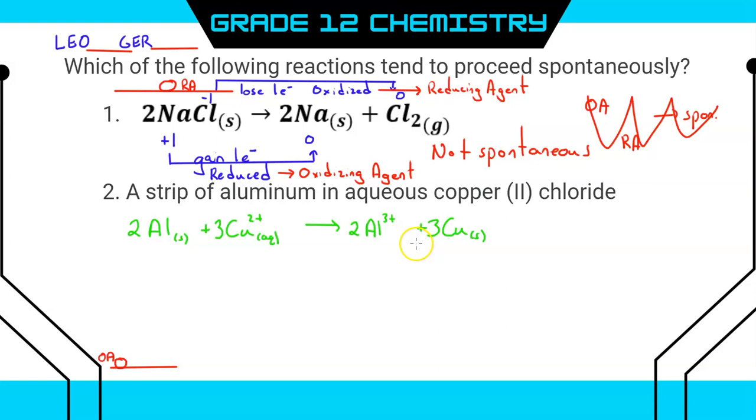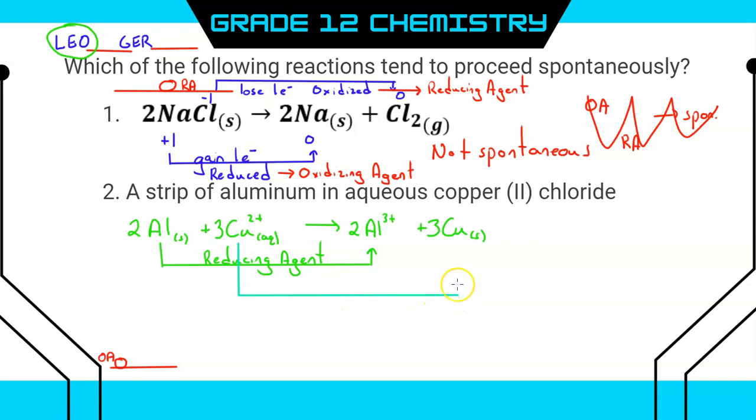What we need to do is figure out which is the oxidizing agent and which is the reducing agent. So aluminum goes from no charge to a +3 charge. So aluminum is therefore losing electrons. If it's losing electrons, it's oxidizing, which means therefore it is the reducing agent. In the case of copper, copper is going from +2 to 0, so it is gaining electrons. So that means it is being reduced, and therefore it is the oxidizing agent.